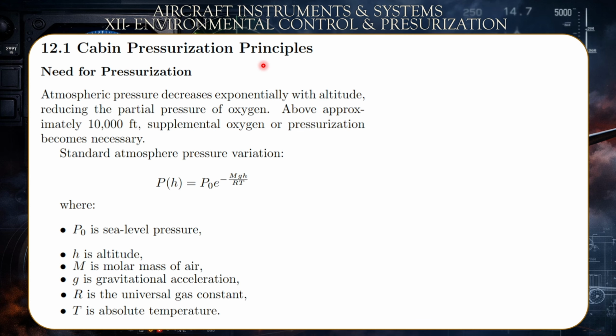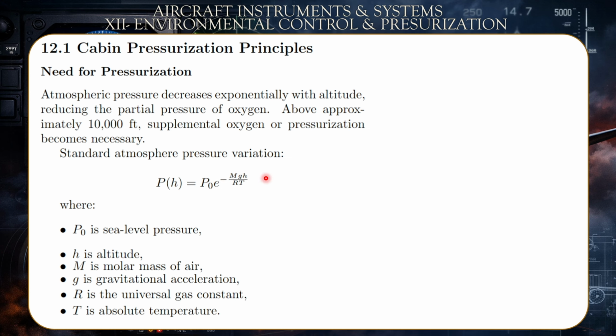Cabin pressurization principles. The need for pressurization: atmospheric pressure decreases exponentially with altitude, reducing the partial pressure of oxygen, which can lead to suffocation. More than suffocation, you have the problem of decompression. Above approximately 10,000 feet, supplemental oxygen or pressurization becomes necessary.